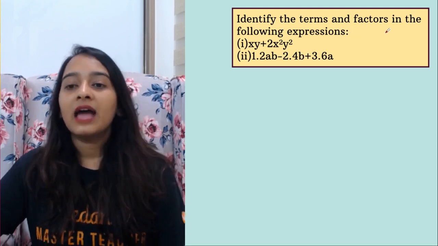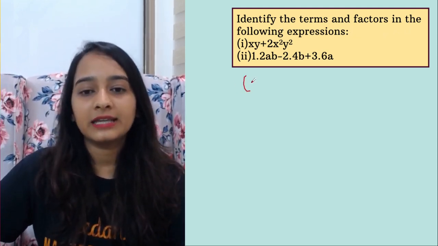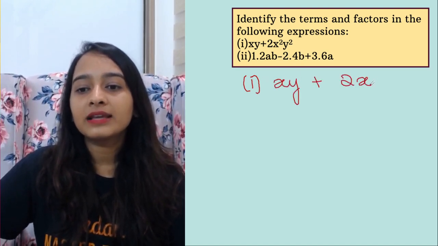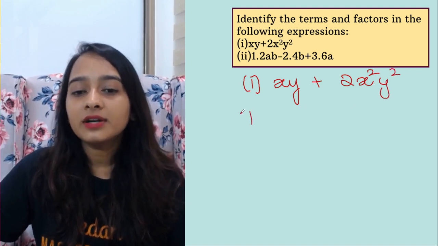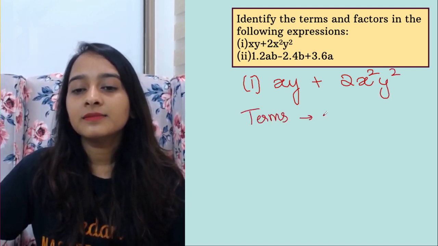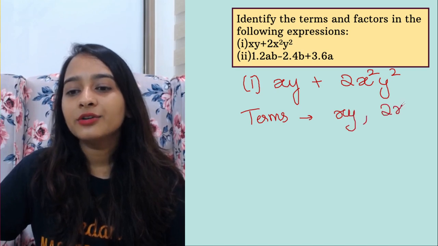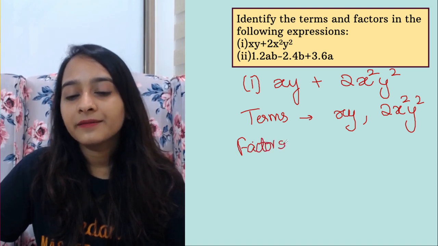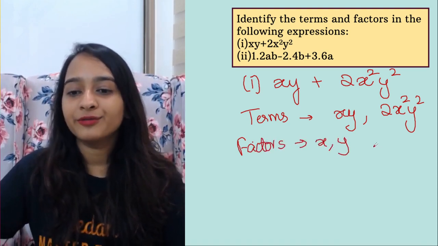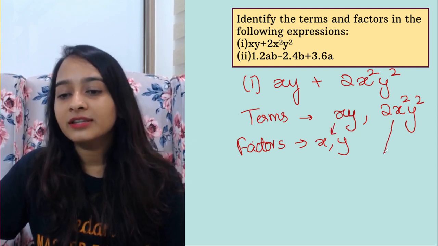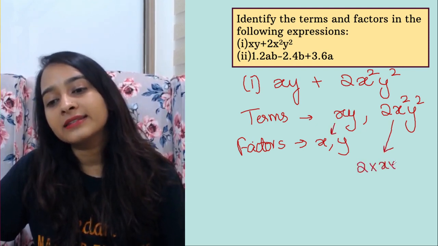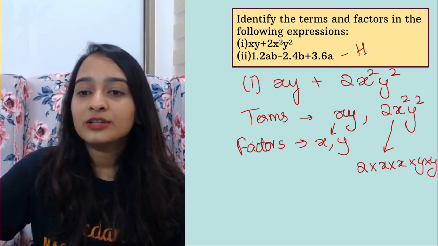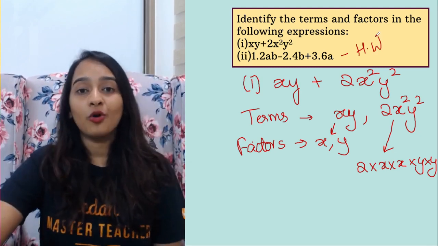Identify the terms and factors in the following expression. Okay? First one. You have xy plus 2x square y square. What are the terms here? Terms are xy and 2x square y square. What are the factors? X comma y for the first one. And for this, what are the factors? 2 into x into y. Got it? Now for this, I'll give you as homework. Please solve it on your own.